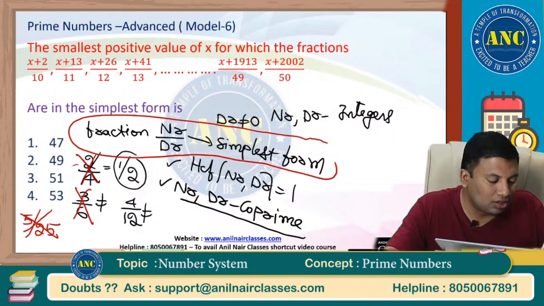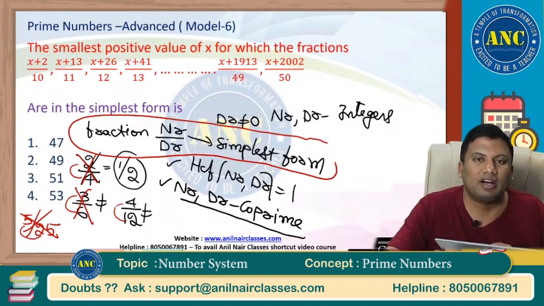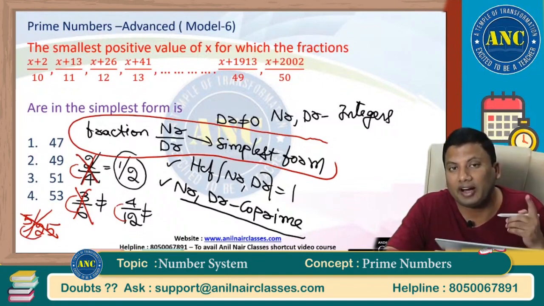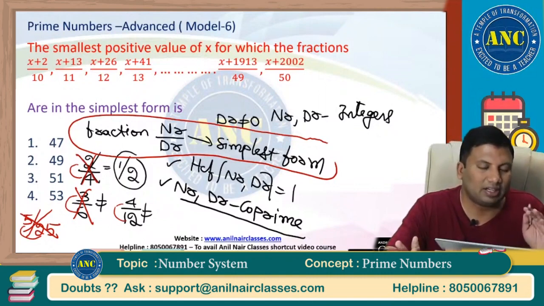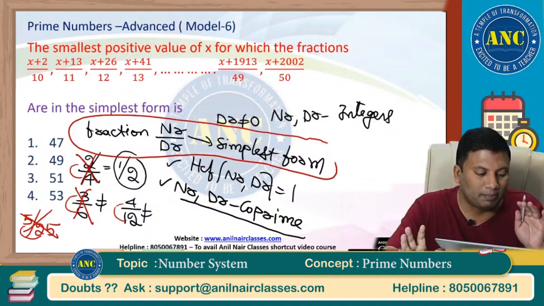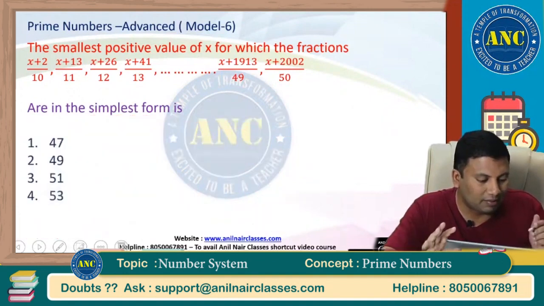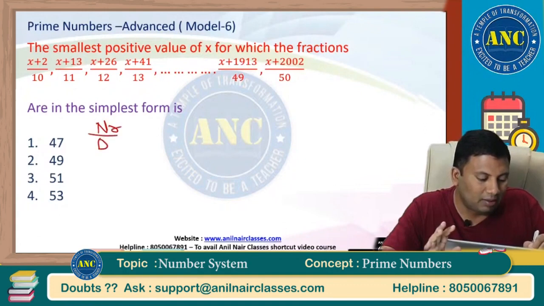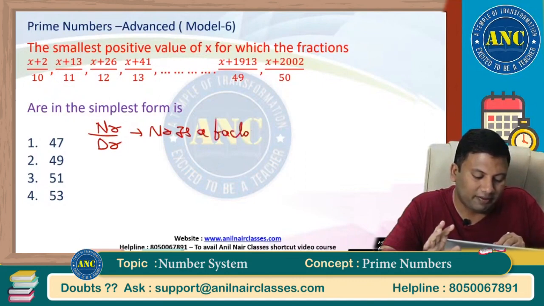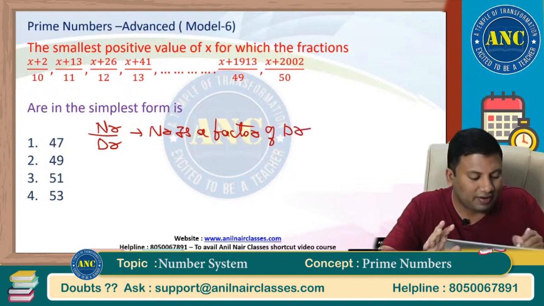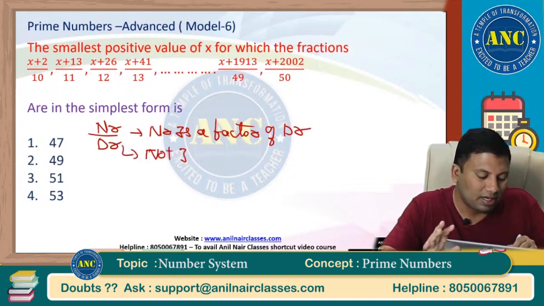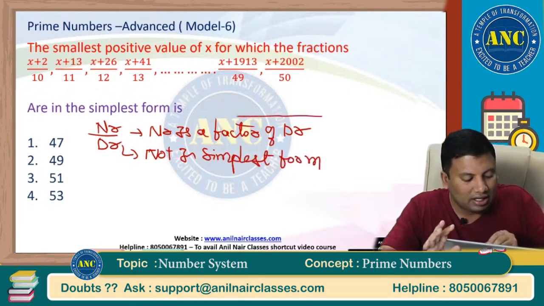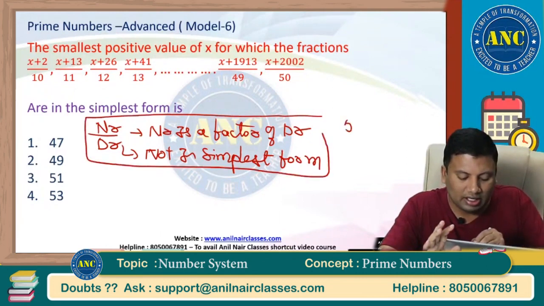multiples of 5. Now, if you observe, 2 is a factor of 4, 3 is a factor of 6, 4 is a factor of 12, 5 is a factor of 25. If the numerator is a factor of the denominator, then I am not getting the simplest form. That means, if the numerator is a factor of the denominator, then this fraction is not in its simplest form. Am I right? We will write some examples so that it will be clear.